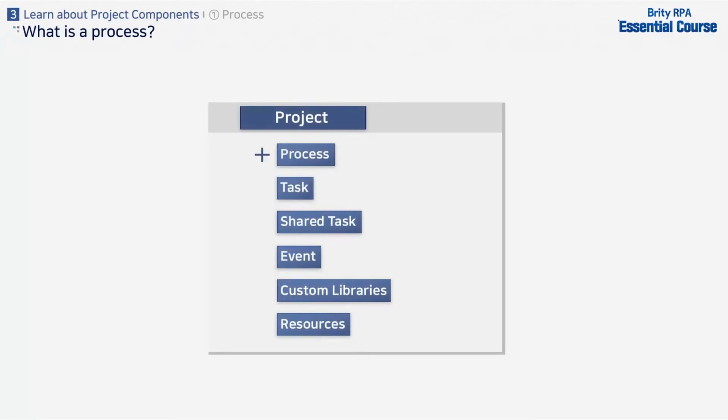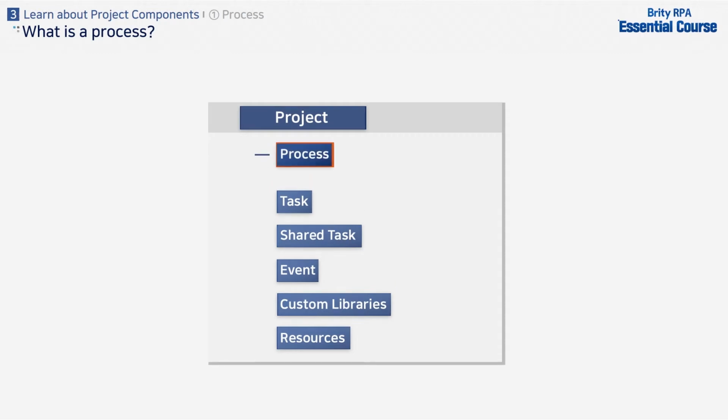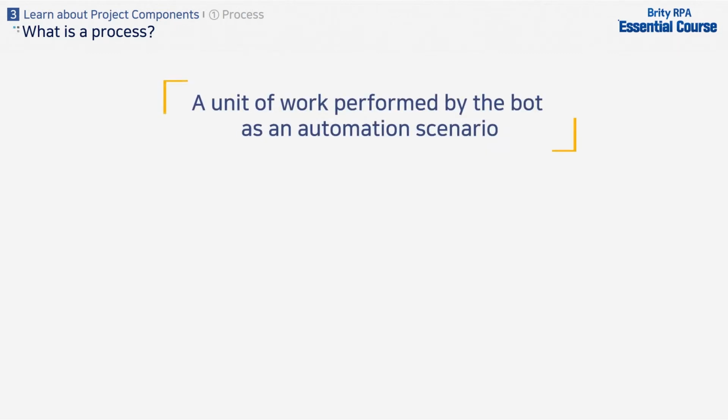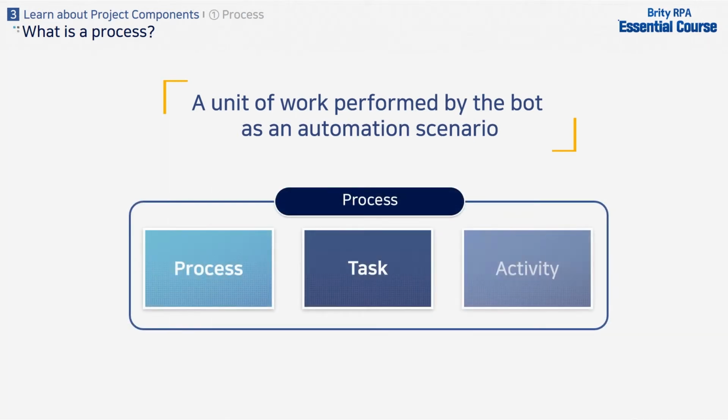Let's look at the components of a project one by one. First of all, let's start with a process. When you create a project, you will see that a process called My Process is already created by default. Process refers to a unit of the automation scenario processing, and also a unit of the task performed by the bot. It can be composed of processes, tasks, and activities.